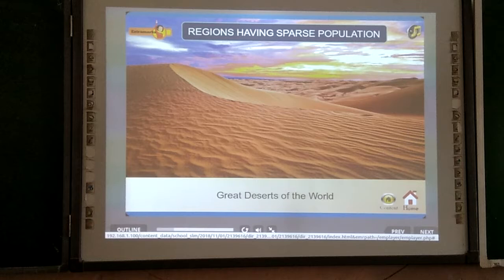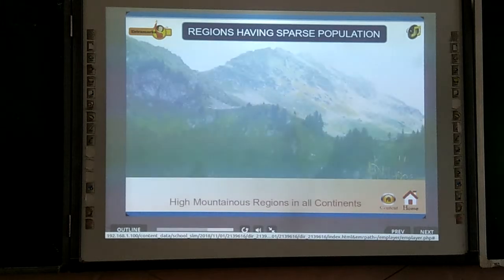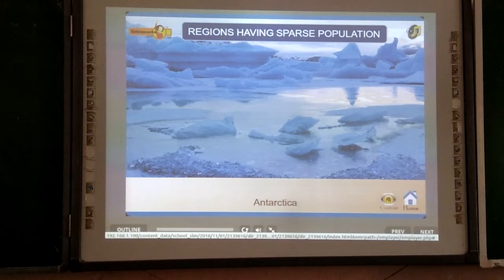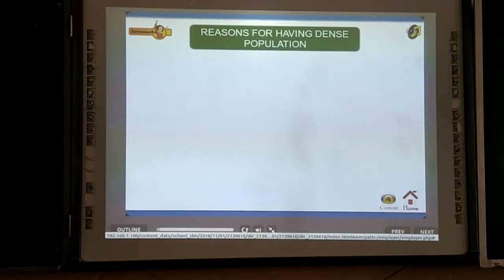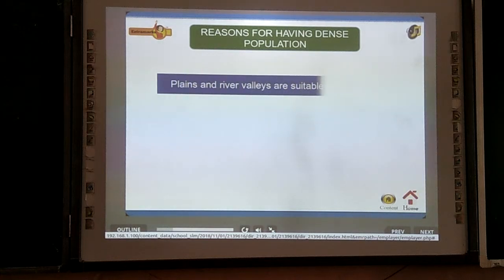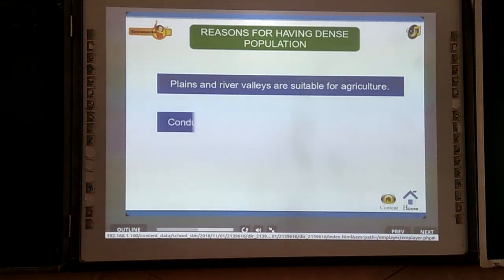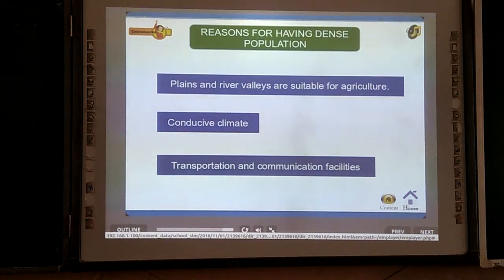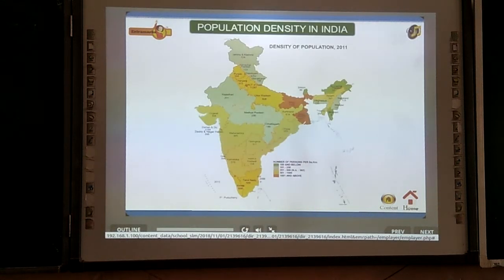Let us know the regions having sparse population. Great deserts of the world. High mountainous regions of all continents. Antarctica. Reasons for having dense population: plains and river valleys are suitable for agriculture, conducive climate, transportation and communication facilities. Let us have a look at the map of population density in India.